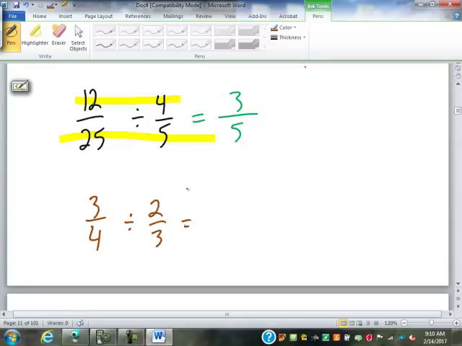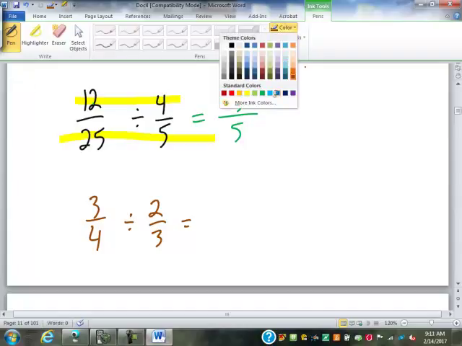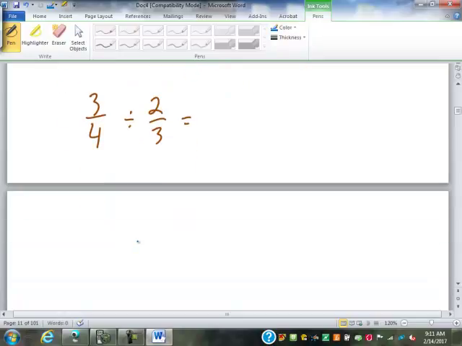If we tried to do 3 divided by 2, you get 1.5. Or 4 divided by 3, you get 1 1/3, or 1.33333. It just doesn't always divide out evenly like that. So what have you been taught to do when you divide fractions?